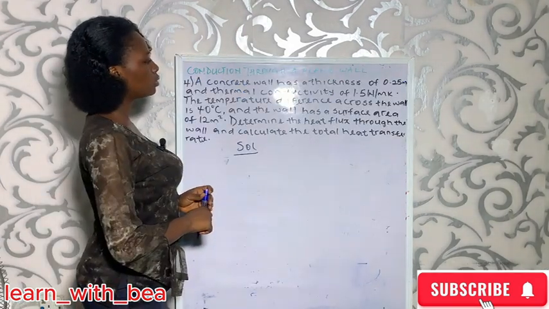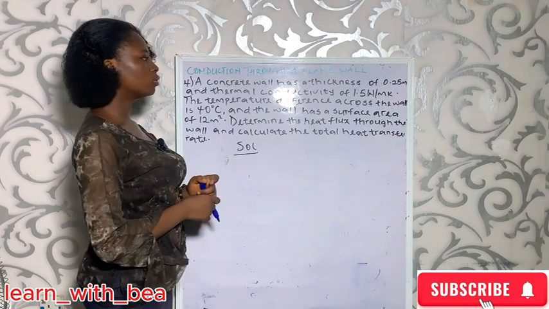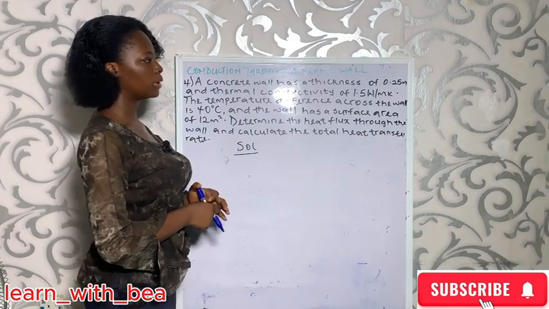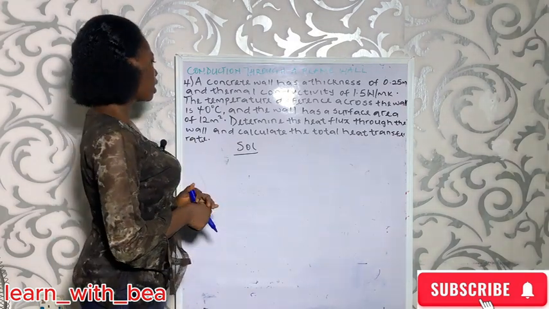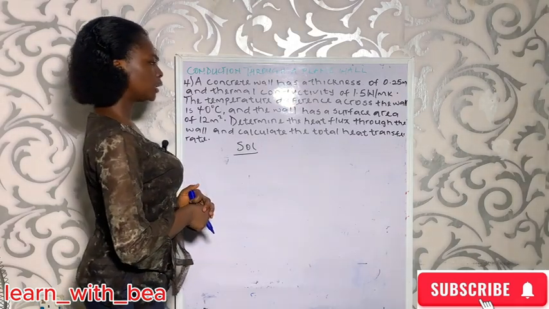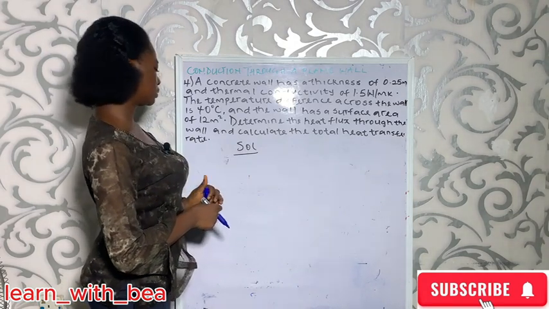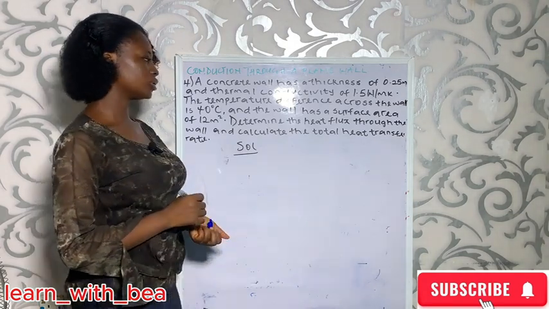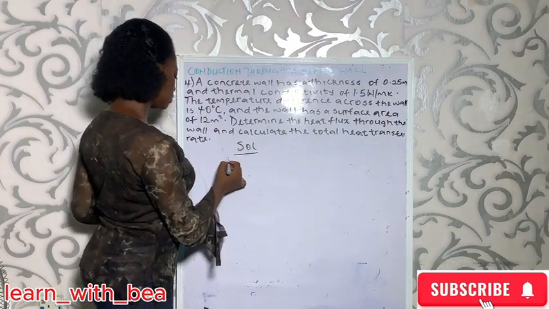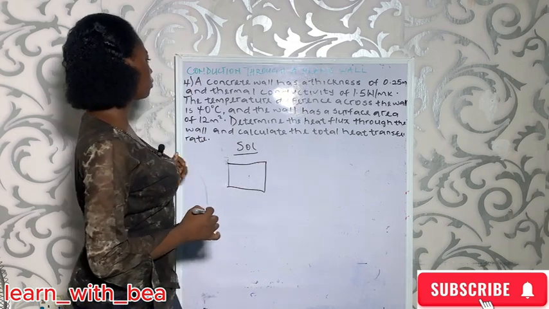So let's move to our next question. A concrete wall has a thickness of 0.25 meter and a thermal conductivity of 1.5 watts per meter Kelvin. The temperature difference across the wall is 40 degrees C and the wall has a surface area of 12 meters square. Determine the heat flux through the wall and the total heat transfer rate. So let's write out our parameters.